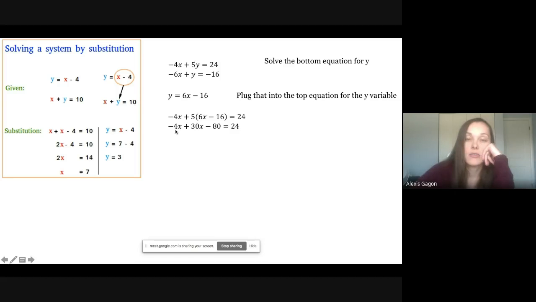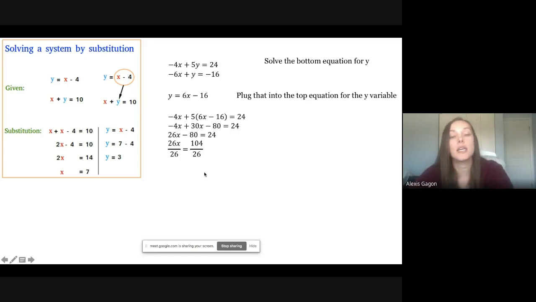Combine your x's here, so negative 4x plus 30 is 26. We still have that negative 80 equals 24. Finish solving this, so I'm going to add the 80 over. 24 plus 80 is 104. Then to get x by itself, the last step is to just divide by that 26, which means that x equals 4. Okay, and that's half of our solution.